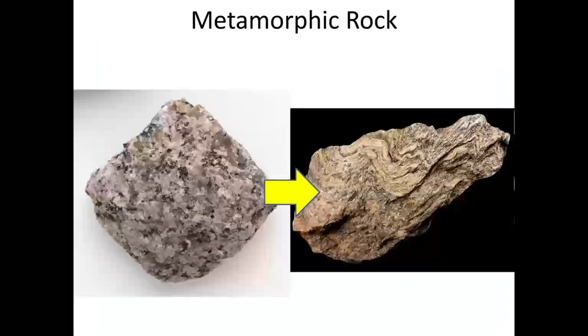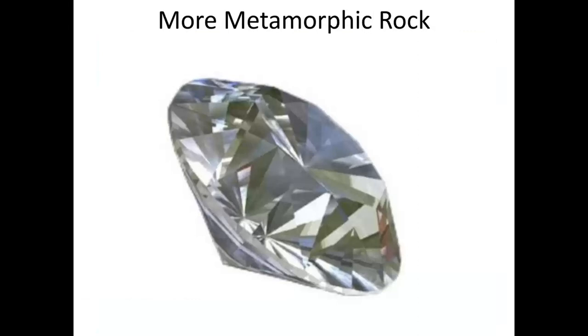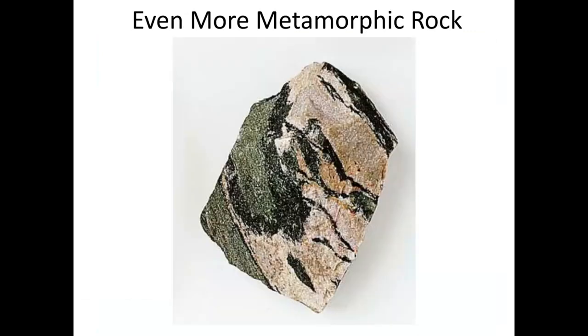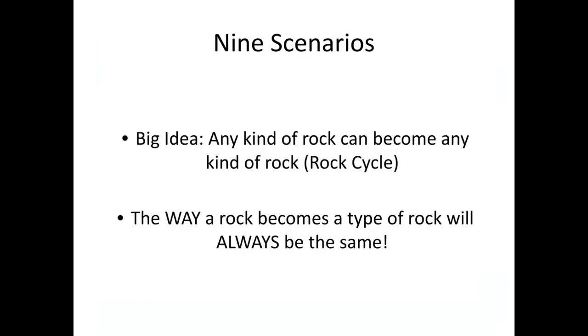And then finally, we have the metamorphic rocks, which are rocks made from other rocks having heat or pressure applied to them, sometimes fluids, and that's going to change their form, composition, or both. Even something like a diamond technically is a metamorphic rock. They can be foliated or non-foliated, depending on what their mineral grain arrangement ends up being, whether it's parallel or not. So, there are nine scenarios in the rock cycle.